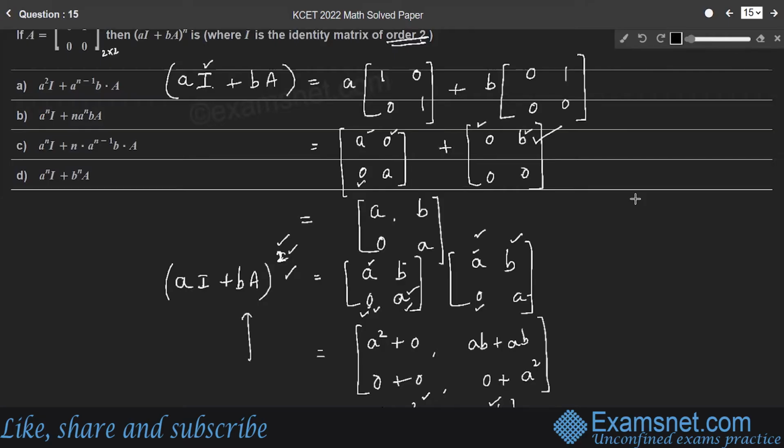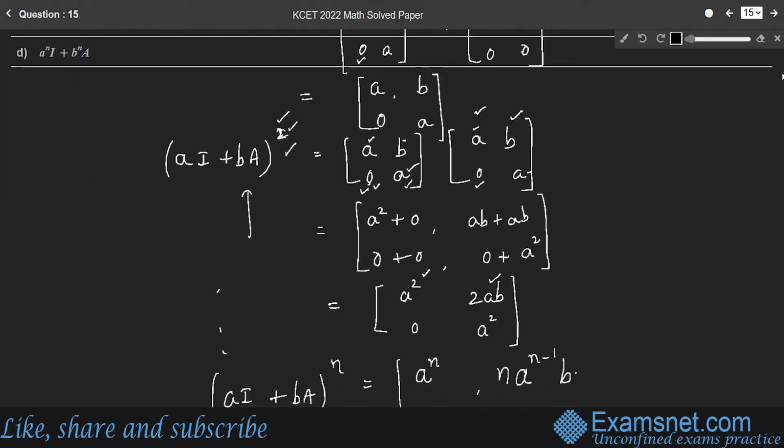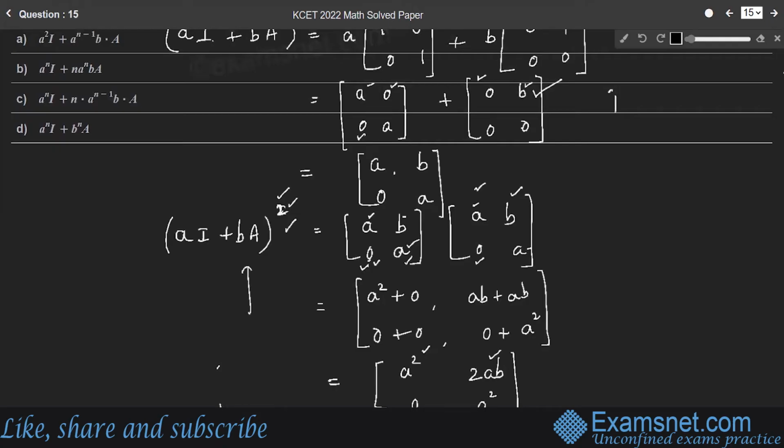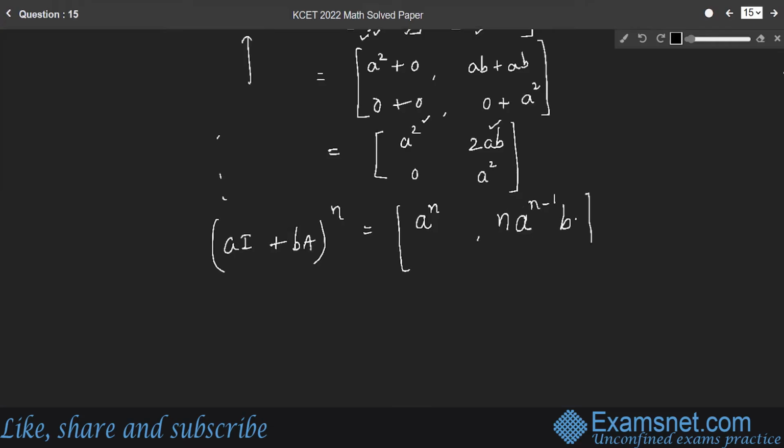It is understood that when you generalize this, in place of n we have 1 into a raised to 1 minus 1 into b. So if the power is n, it becomes n into a raised to n minus 1 into b. So the second element of the matrix becomes n into a raised to n minus 1 into b.